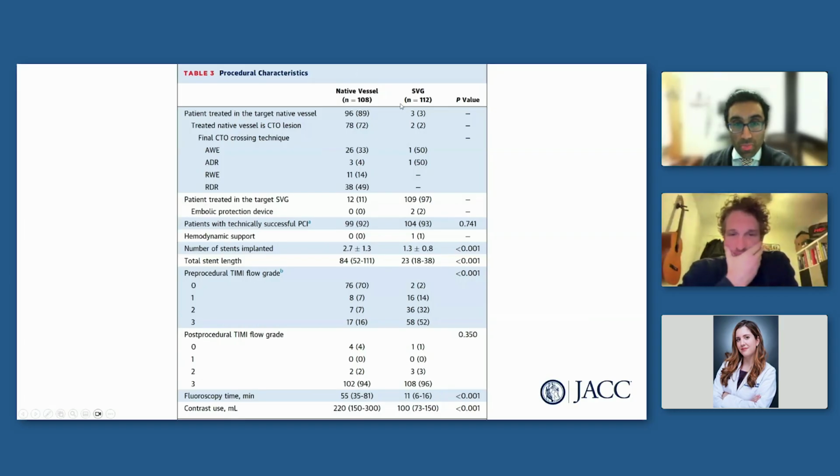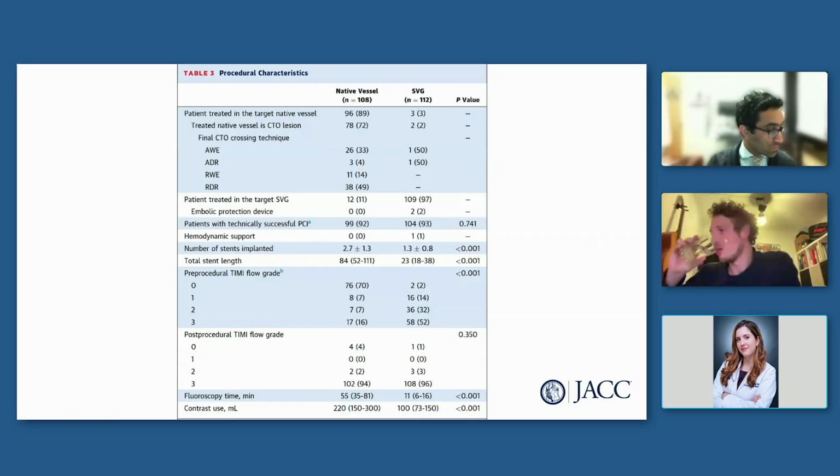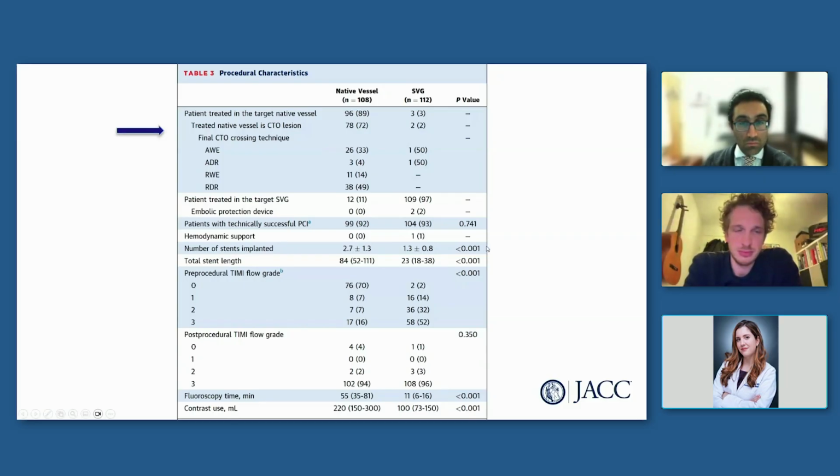So this is looking at the procedural characteristics. For those, again, who are unfamiliar with CTO interventions, what you see here at the top is how the patient was treated. And as mentioned, the success rate was high for the CTO intervention, suggesting that these were skilled operators. And then they do talk about the final CTO crossing technique.